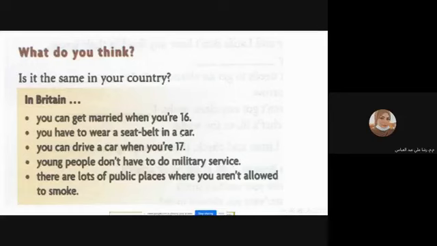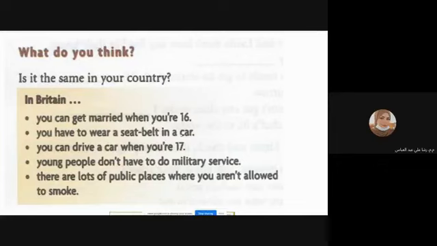Is it found in Iraq? Or is it applied? Yes, we have such a rule, but it is not applied in Iraq. Three. You can drive a car when you're 17. 18. Yes, what do you think, Hassanin? Driving license, 16. Good.